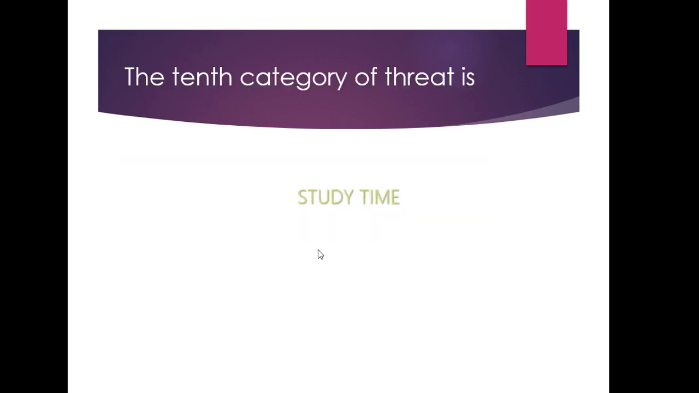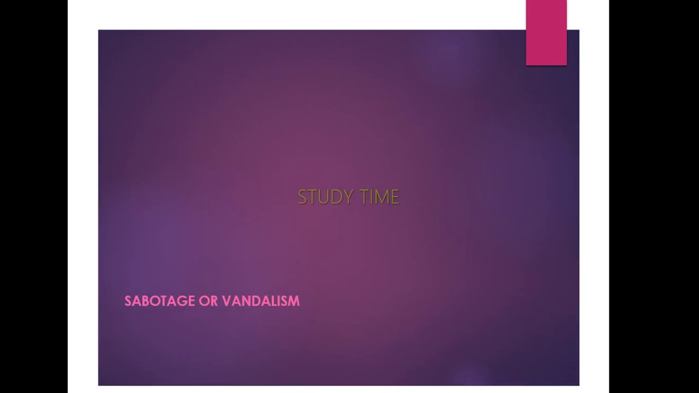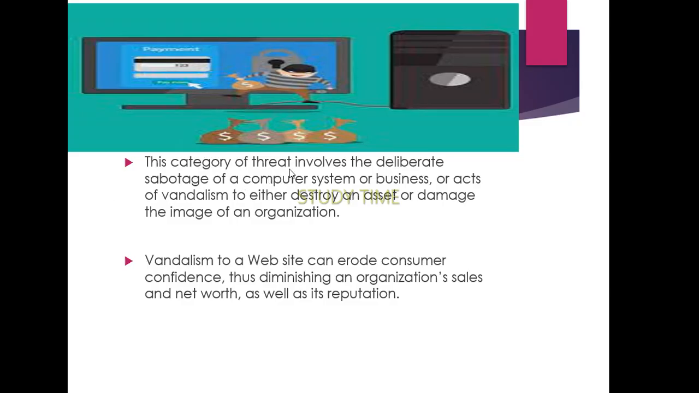The 10th category of threat is sabotage or vandalism. This category of threat involves the deliberate sabotage of a computer system or business, or acts of vandalism to either destroy an asset or damage the image of an organization. Vandalism to a website can erode consumer confidence, thus diminishing an organization's sales and net worth, as well as its reputation.